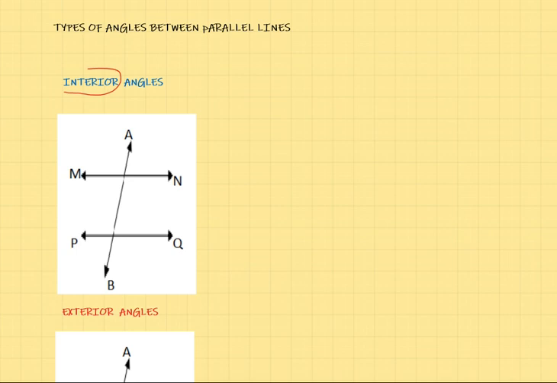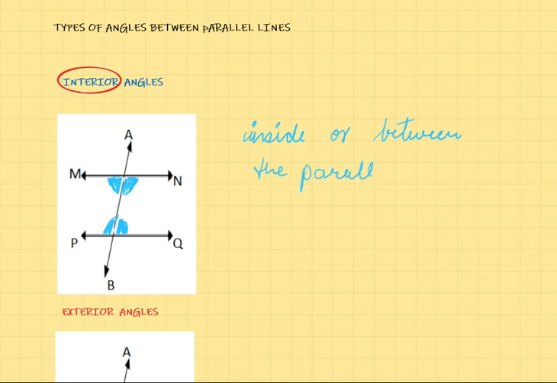Now what are interior angles? देखो interior word suggests that inside the. So हम इसकी पहचान कैसे रखेंगे? Interior angles are those which lie inside the parallel lines. So this is first, अंदर है ट्रांसवर्सल के साथ. So there are 4 interior angles. ठीक है, inside or between the parallel lines.